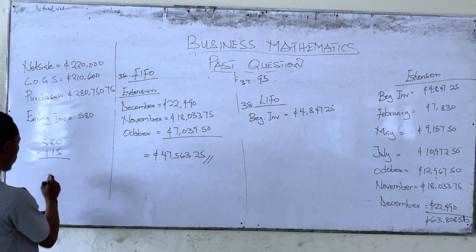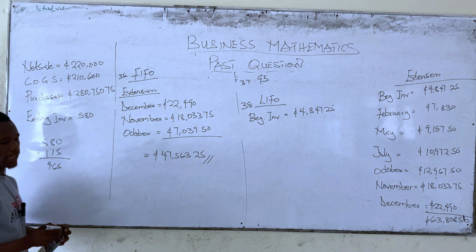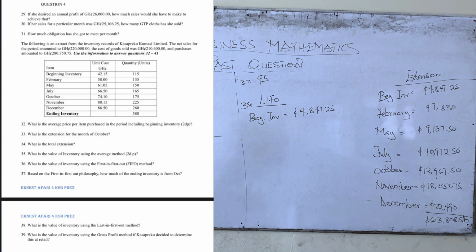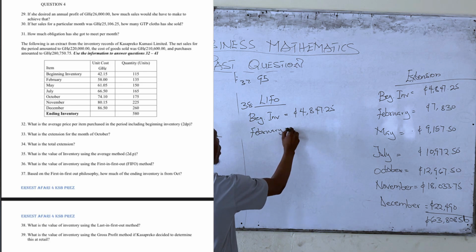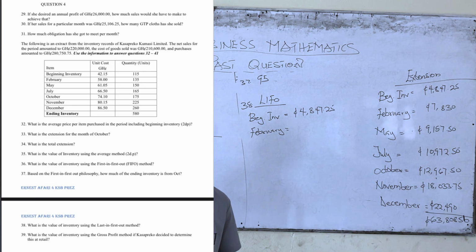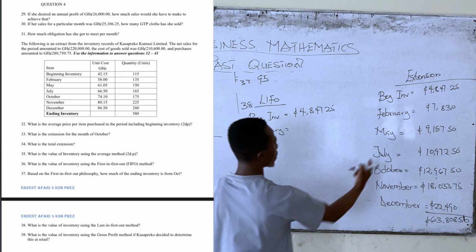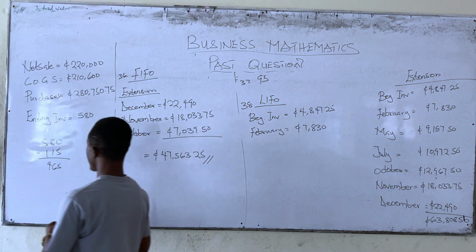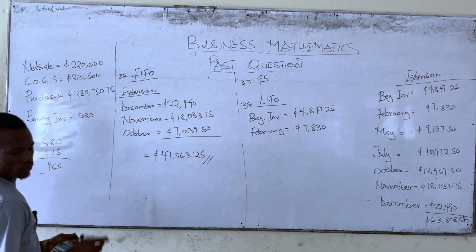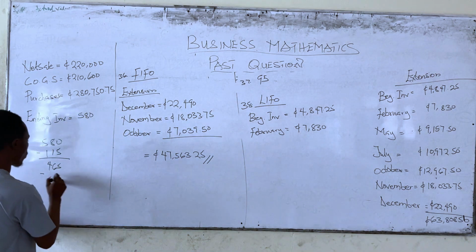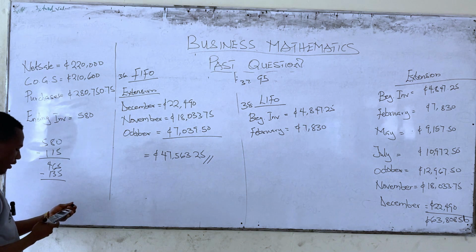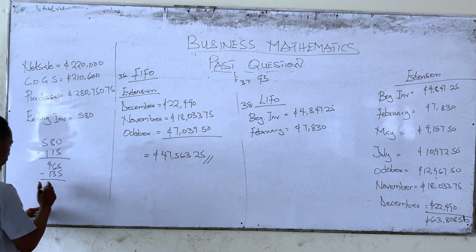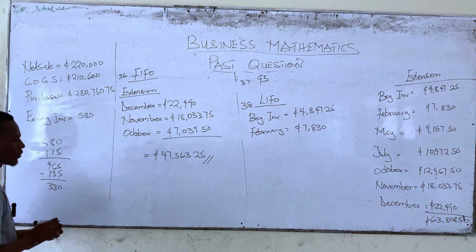So when you take 115 from 580, you are left with 465. And now with 465, how many do you need? The next month is February. And February, how many quantity do you need? That is 135. So that 135, you multiply it by 58, and you are going to get 7,830. So in February, we used 135. So we are going to take it out, and we have 330 left.